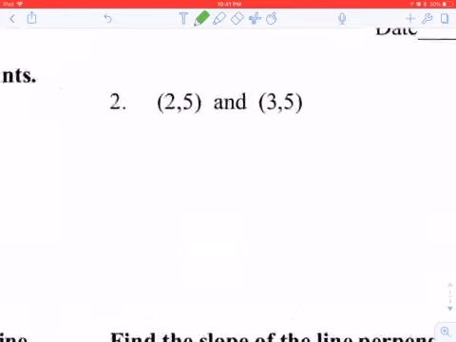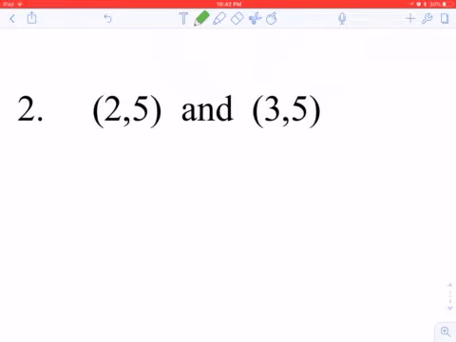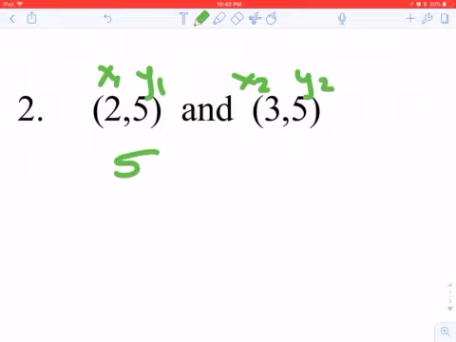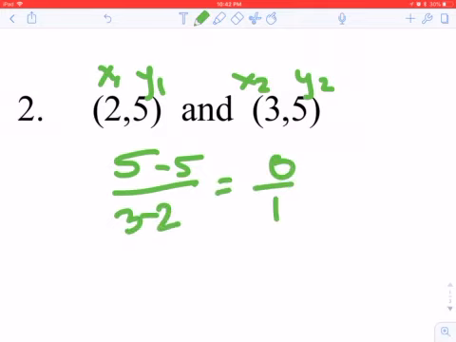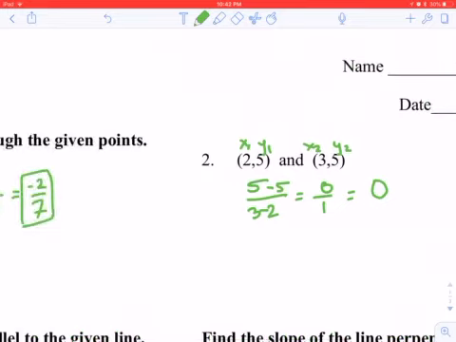Okay, look at number 2. Same thing. Here's your x1, here's your y1, x2, y2. So we have 5 minus 5 over 3 minus 2. 5 minus 5 is 0. 3 minus 2 is 1. So your slope is 0.